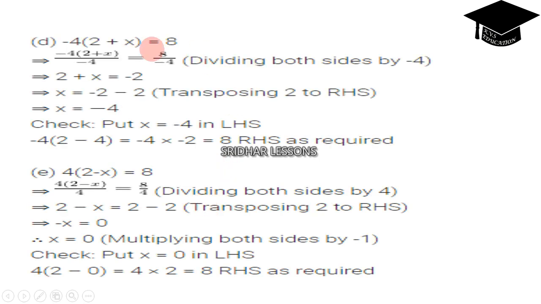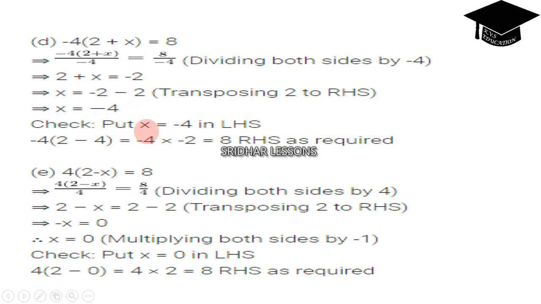Next question. Question D. Minus 4 into 2 plus x is equals to 8. Here we have multiplication, so we have to divide both sides by 4. Okay, I'm sorry, it is minus 4. So upon cancellation, this will go and minus 4 here cancels in minus 2 times. So 2 plus x is equals to minus 2. Upon transposing this 2 to the right side, x is equals to minus 2 minus 2. That means x is equals to minus 4.